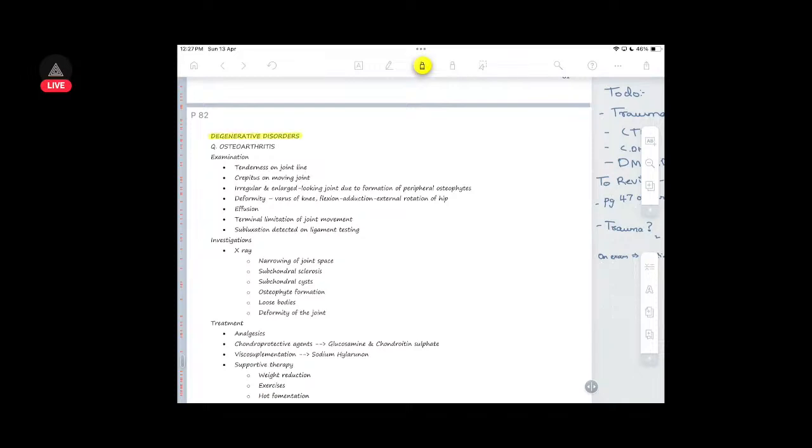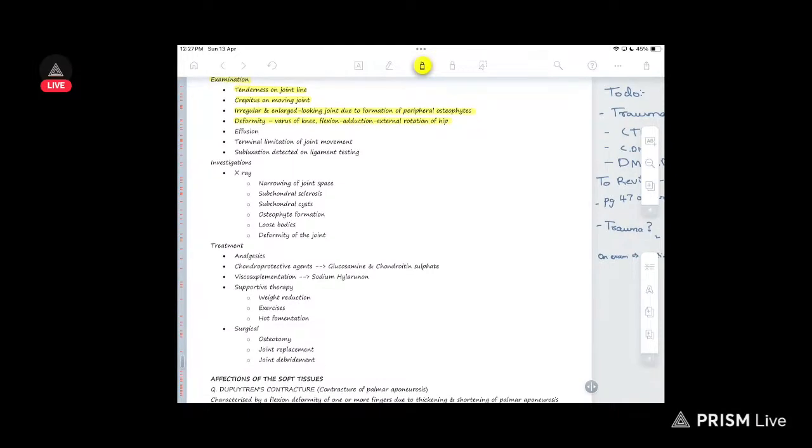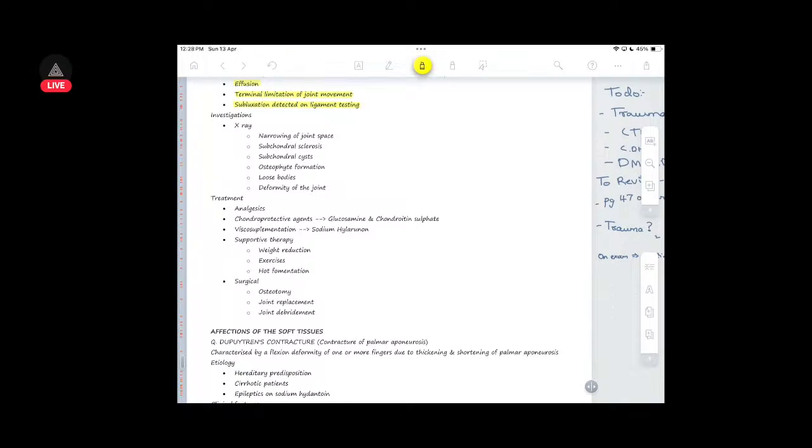Then degenerative disorders, you have osteoarthritis. So in examination of osteoarthritis, joint line tenderness will be there. Crepitus on moving the joint can be heard. Irregular and enlarged looking joint due to formation of peripheral osteophytes will be there. Deformity, varus of knees, flexion, adduction, external rotation of the hip can be seen. Effusion will be there, and terminal limitation of joint movement is there. Subluxation is detected on ligament testing.